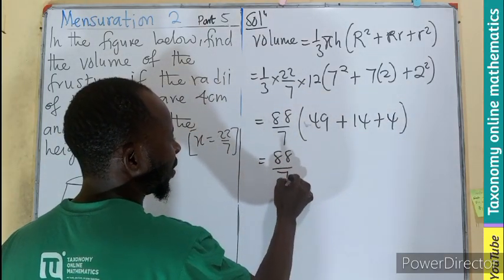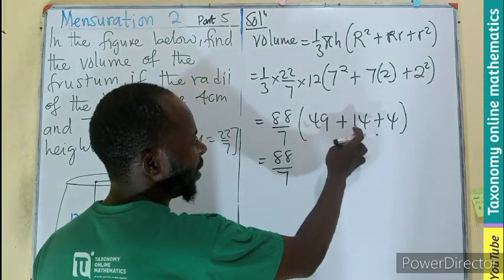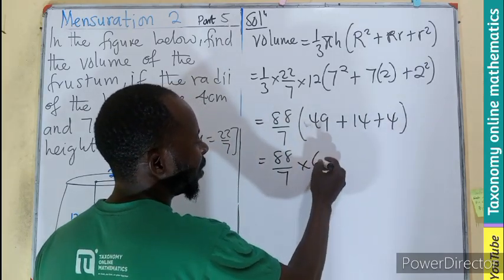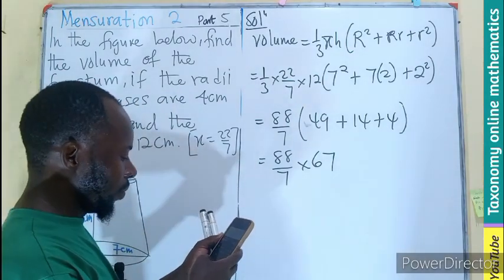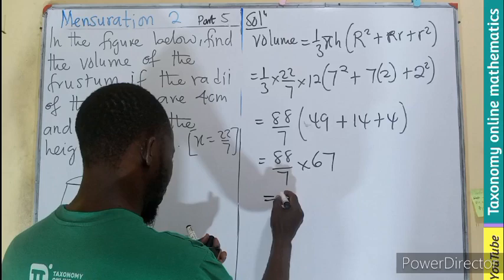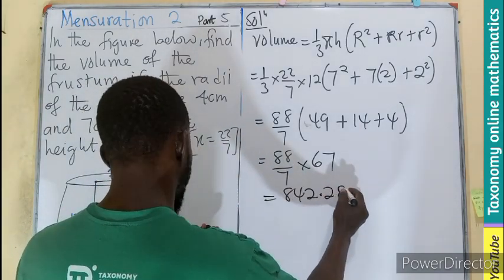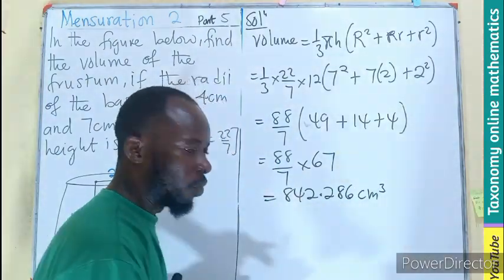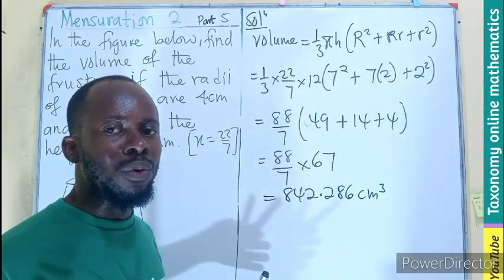So 88/7. If you add the things in there, you get 63, so we have 67. Per our calculator manipulation, that will give us 842.286 centimeter cube. So you are done. If you want to quote the formula, we just quote the formula and we are good to go.